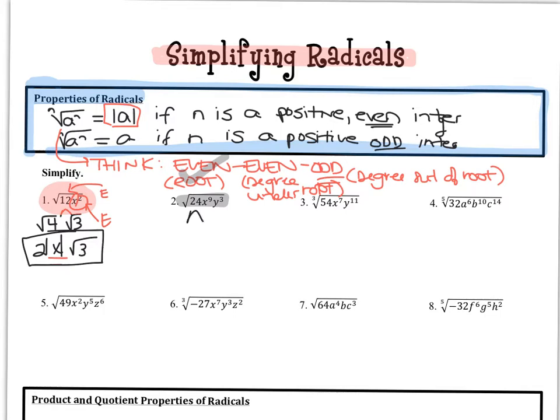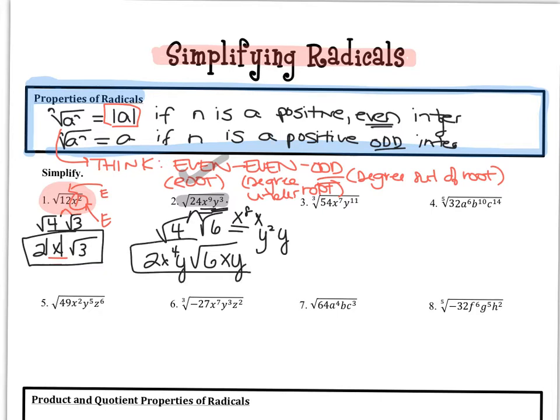So square root of 24 is 4 and 6. Square root, I get 2 on the outside and 6 on the inside. X to the 9th is x to the 8th and x. So since this is even, I can divide by 2 and get x to the 4th, and x left over. Y cubed is y squared and y. So y squared divided by 2 is just y, and I have a y left on the inside. And because I already previewed even, even, odd, I instantly know none of it's going to work, which is why I don't have any absolute value signs.